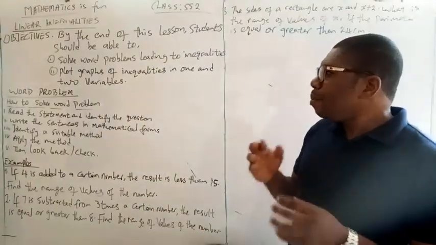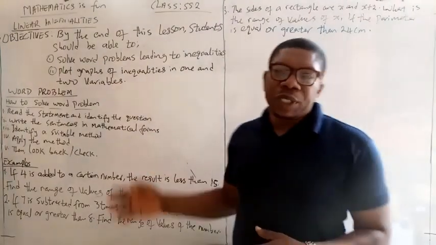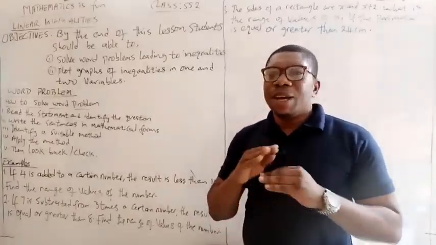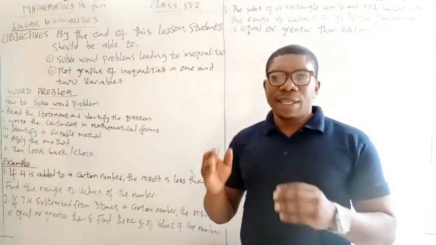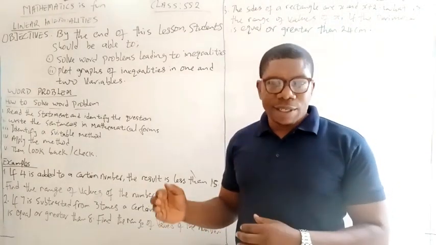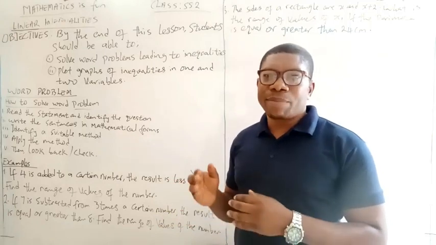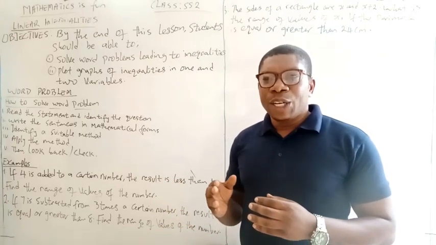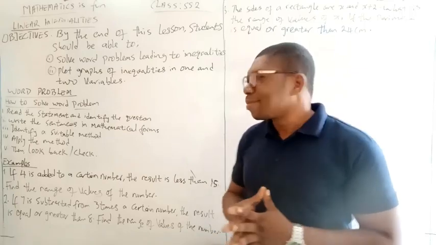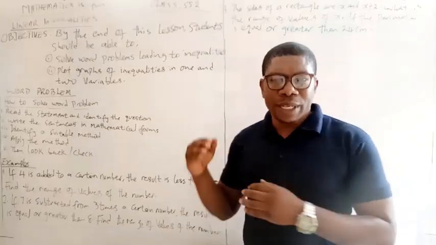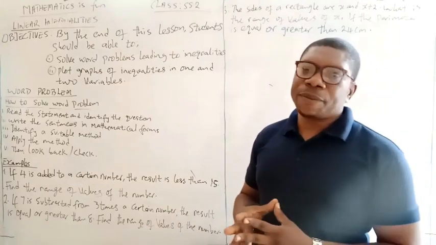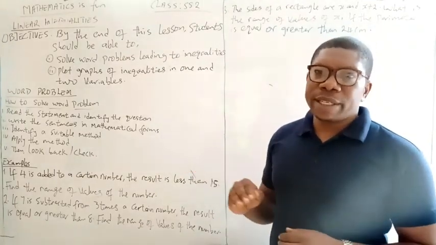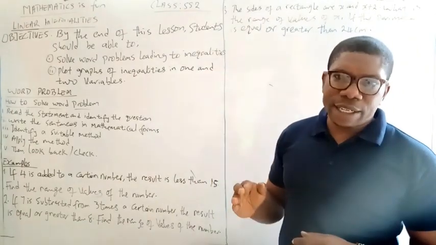Now, let me briefly explain how word problems are solved. Most of us, once we see words and we're asked to interpret them mathematically, we get confused. All right, but I want to explain how we do that. The first thing to do is to read through the statement, read from the beginning to the end of that question.